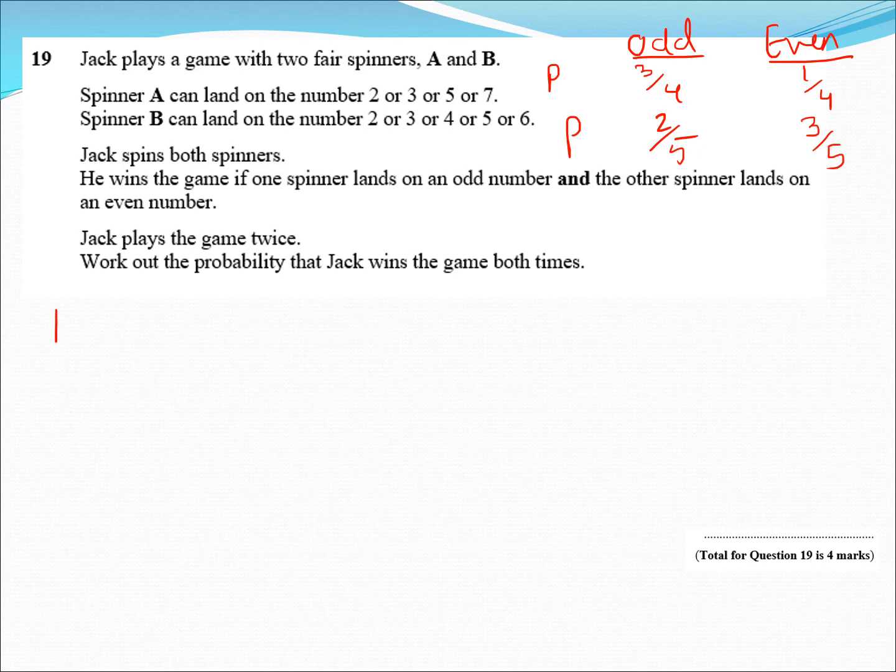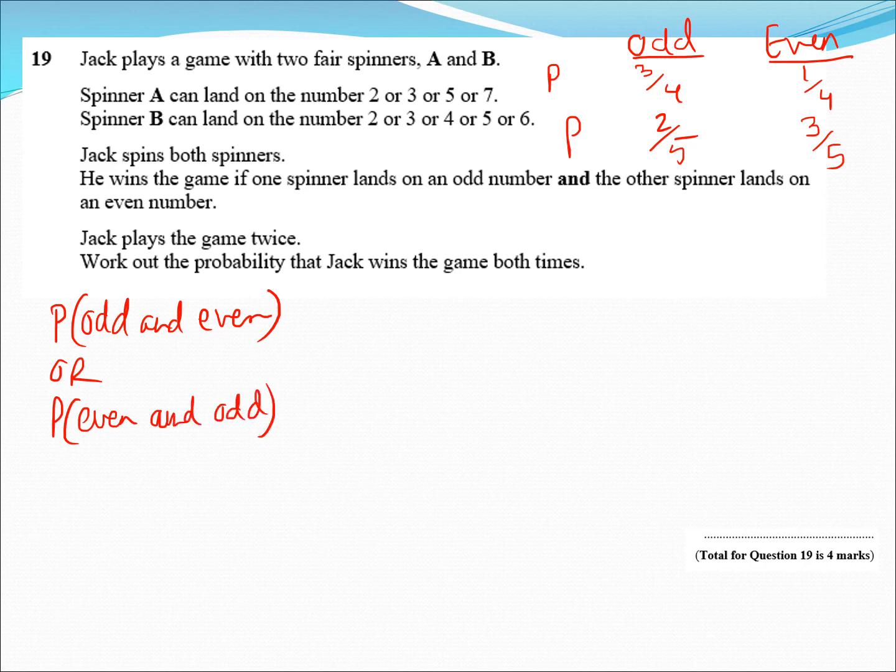So let's say the winning combinations are probability of odd and even, or probability of even and odd. So my calculation will be 3 out of 4 multiplied by 3 out of 5.